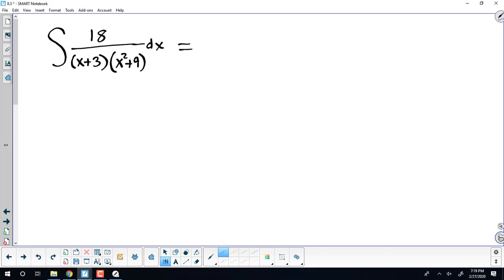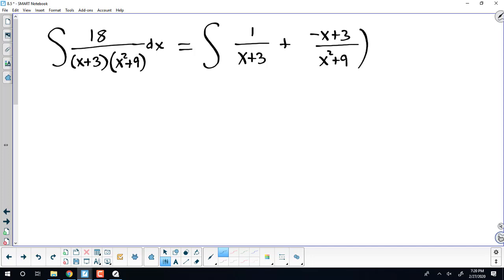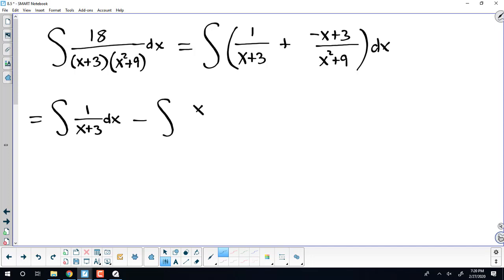So we now know that to be the antiderivative of 1 over x plus 3, plus negative x plus 3 over x squared plus 9. As we mentioned on the previous page, this negative x plus 3 over x squared plus 9, we're going to split that up into two different integrals. We have integral of 1 over x plus 3, minus the integral of x over x squared plus 9, plus 3 times the integral 1 over x squared plus 9.